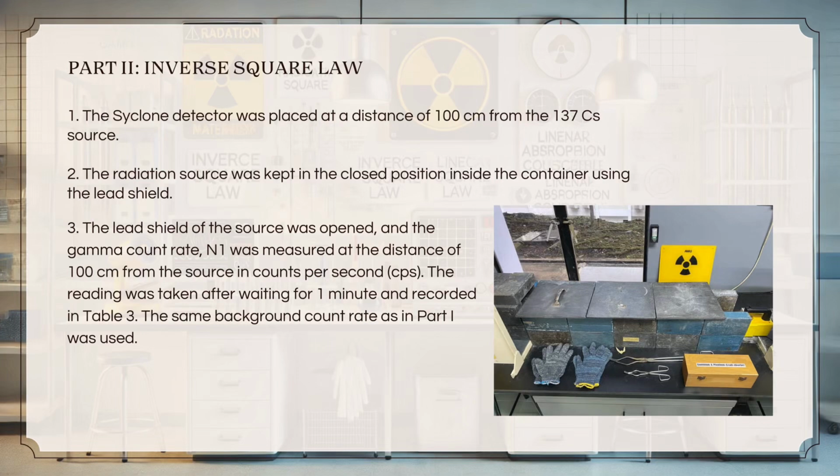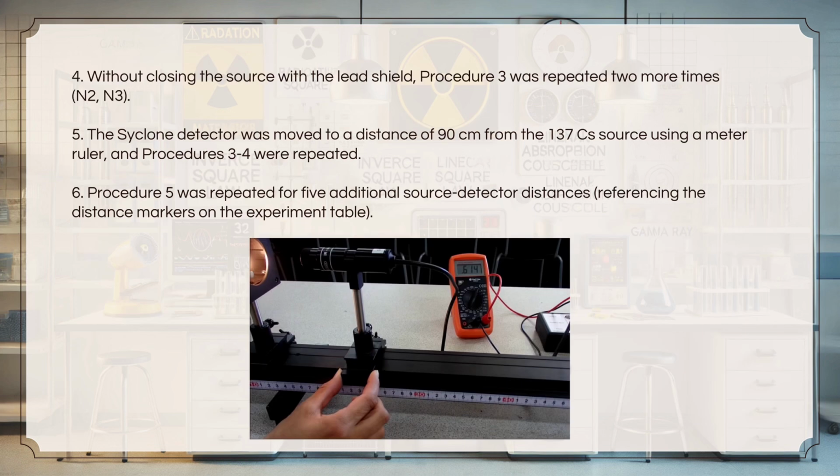Part 2, inverse square law. Position the cyclone detector at a starting distance of 100 cm from the cesium-137 source. Open the lid shield of the source and measure the gamma count rate at this distance. Record the value after waiting for 1 minute. Move the detector closer to the source, reducing the distance in steps, and repeat the measurement at each distance. Plot the corrected count rate against the distance to analyze the relationship and verify the inverse square law.